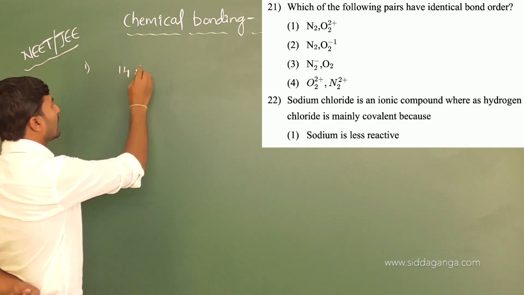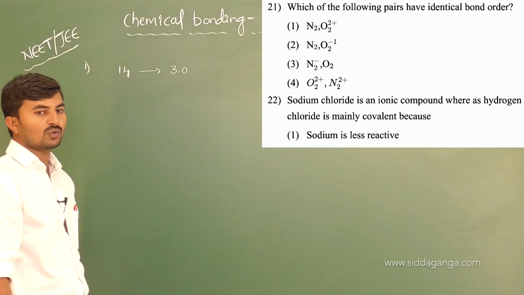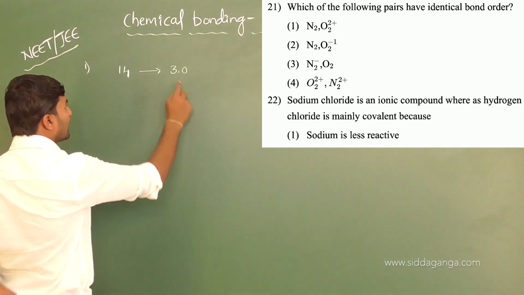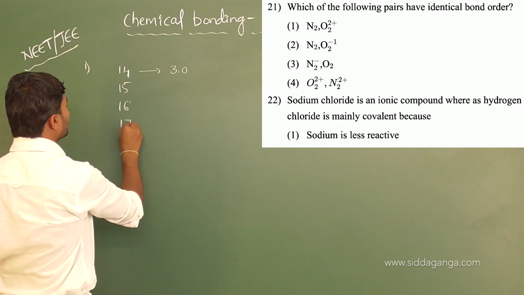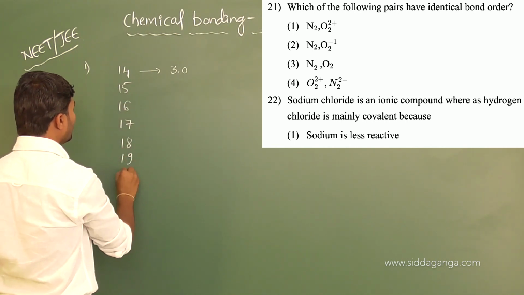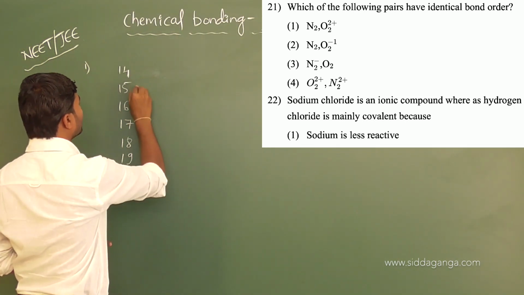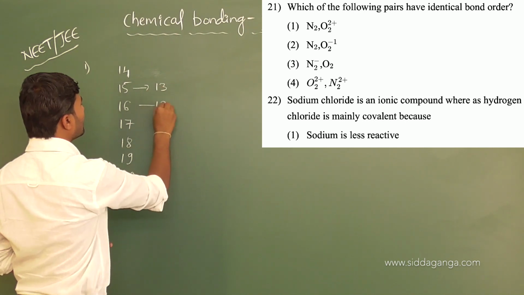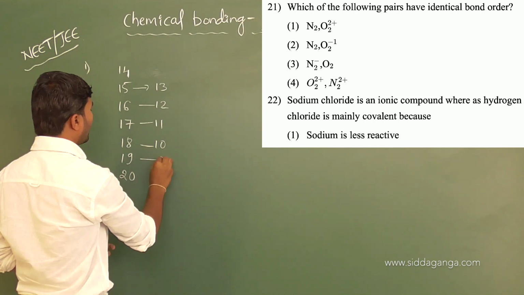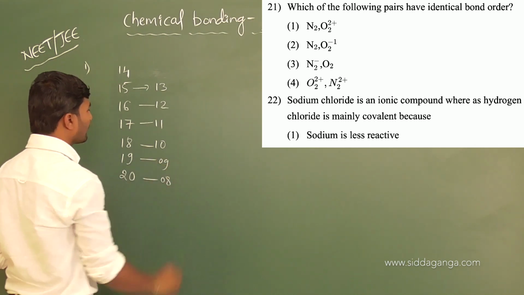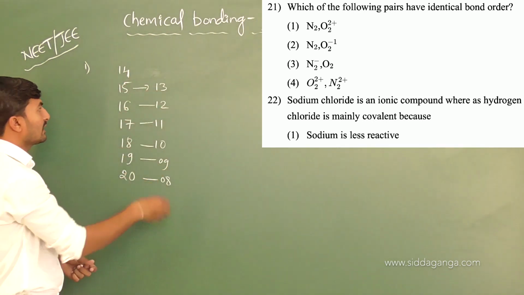A 14-electron system has a bond order equal to 3. For example, the N2 molecule, nitrogen molecule, will have a bond order of 3. Like that, 15 electron system, 16, 17, 18, 19 and 20. And with respect to that, 13, 12, 11, 10, 9 and 8. First we have to write the ascending order followed by the descending order.